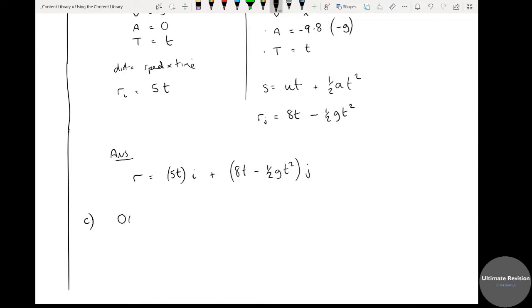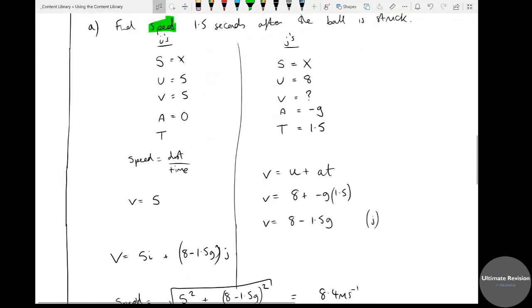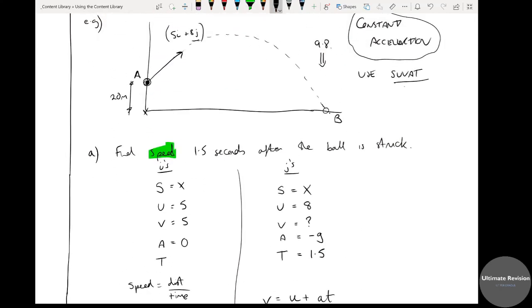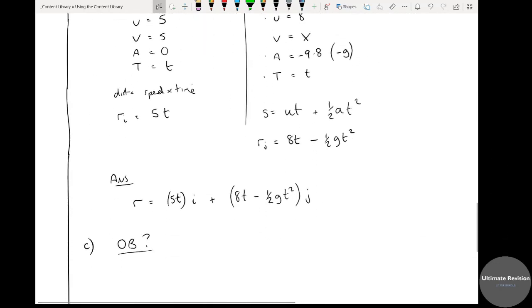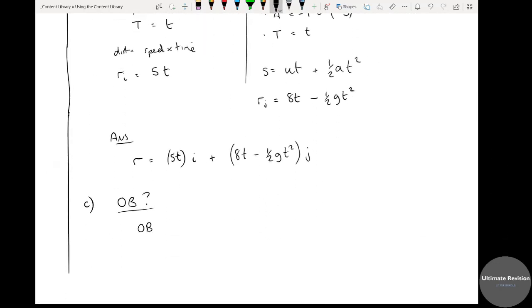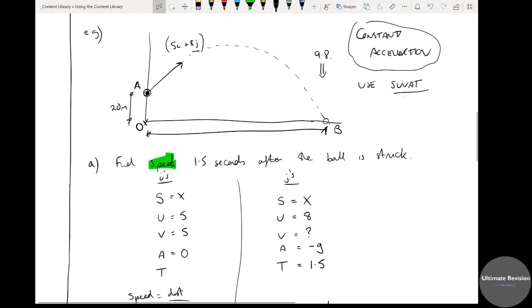Find the distance OB. So find the distance O to B, which is this distance here. How do I get from there to there? O to B. Okay, right, now I know from O to B what is happening. So in the I direction is unknown. I don't know how far that distance is. In fact, I'll need to work that out in a minute.